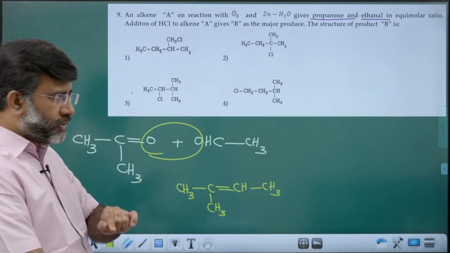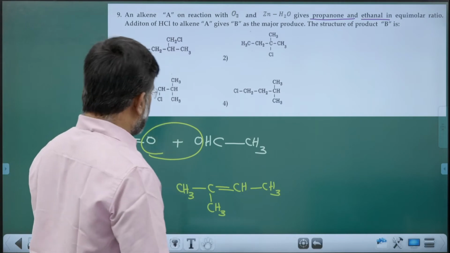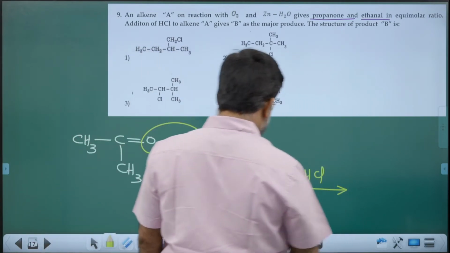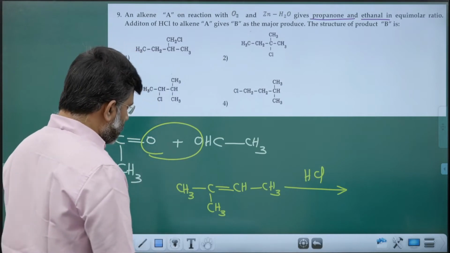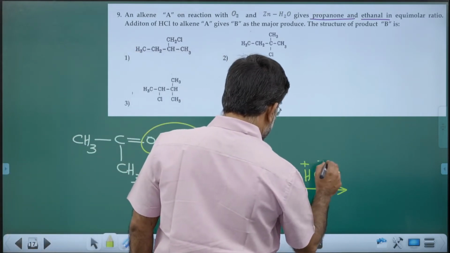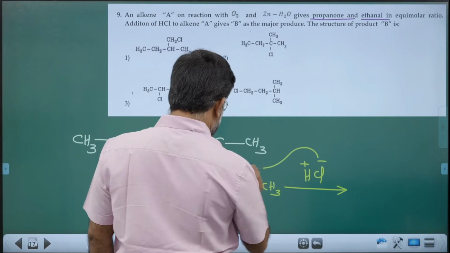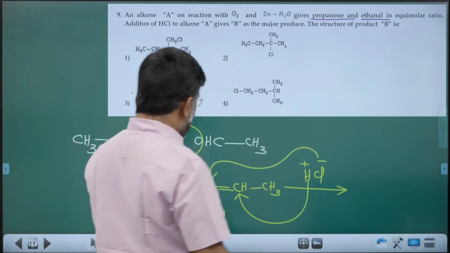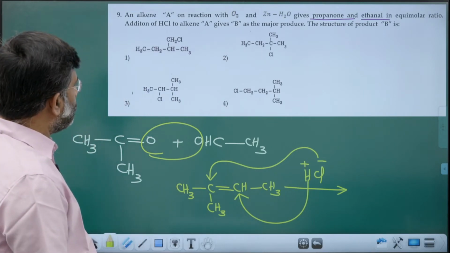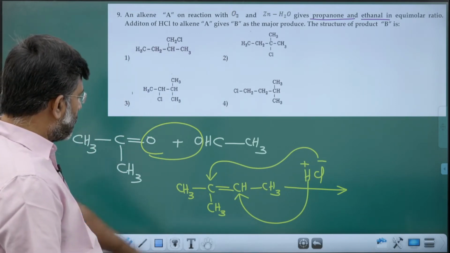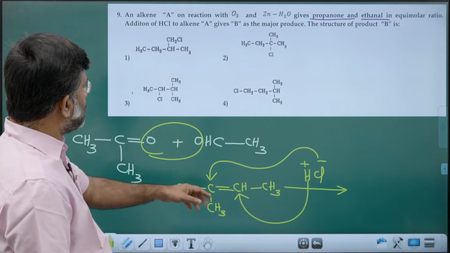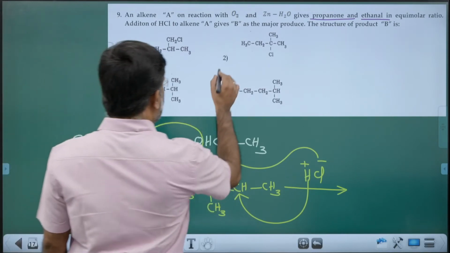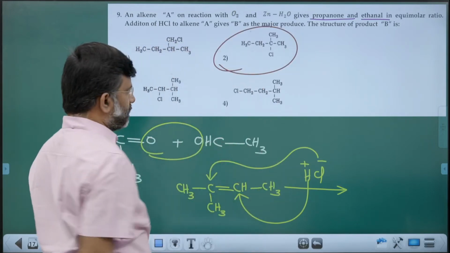Now comes the question. This is treated with HCl. What do you get? Markovnikov addition. What is the Markovnikov addition happening? H plus and Cl minus. Cl minus will come on this carbon and H plus will come on this carbon, and you get your answer. Which one? CH3, CH2, CCl, CH3 twice, isn't it? Option 2 is the correct answer.